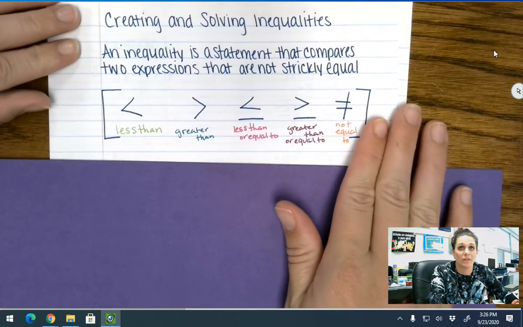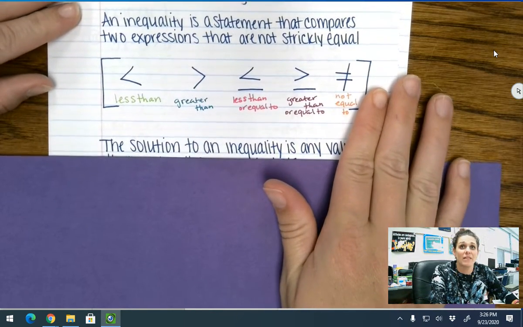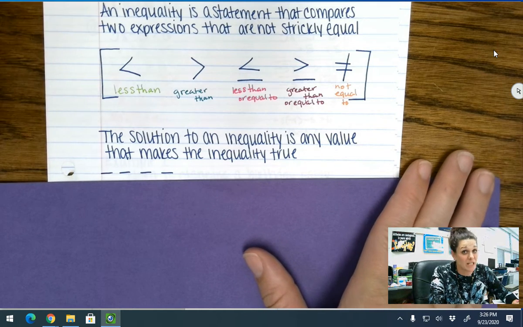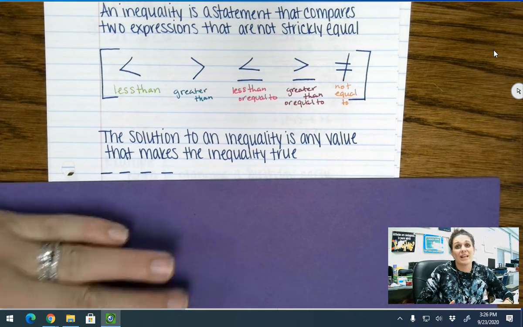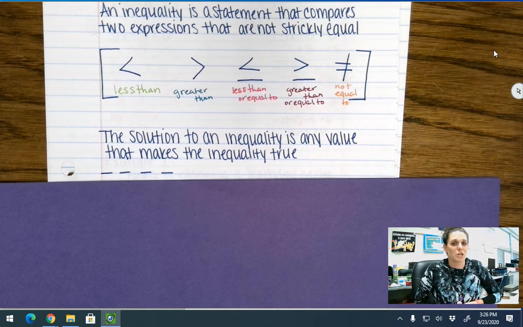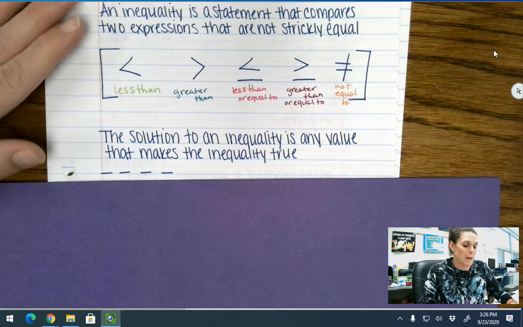All right, and then a solution to an inequality is any value that makes that inequality true. It's not just one answer like in equations. You can have a series of numbers, decimals, and fractions that will satisfy it. When we record these answers, the interpretation sometimes is a little funky, so we're going to make sure we can do that to the best of our ability.